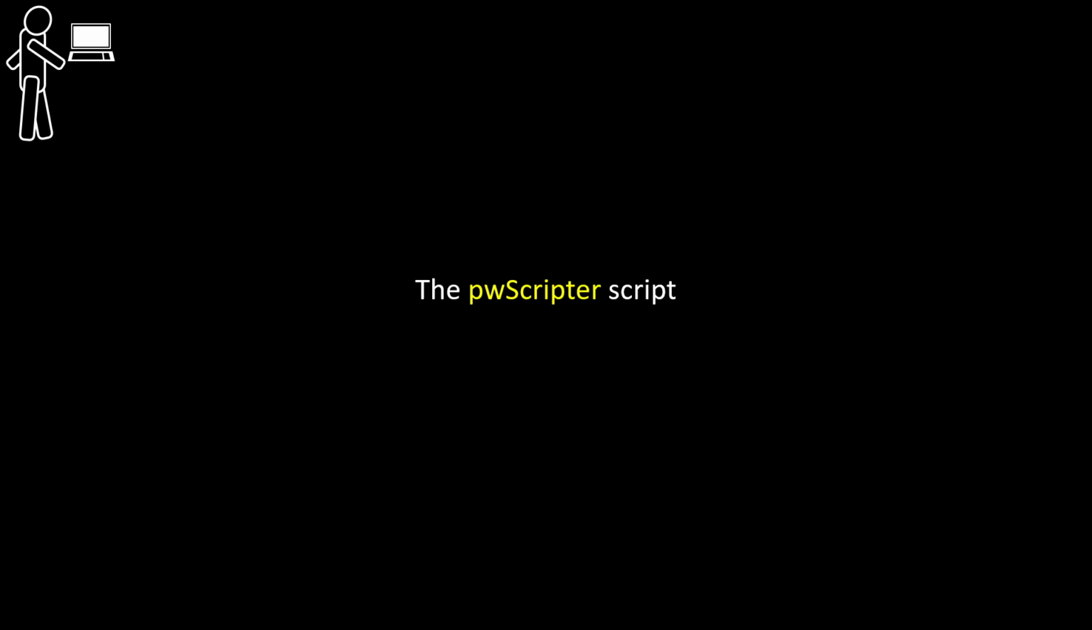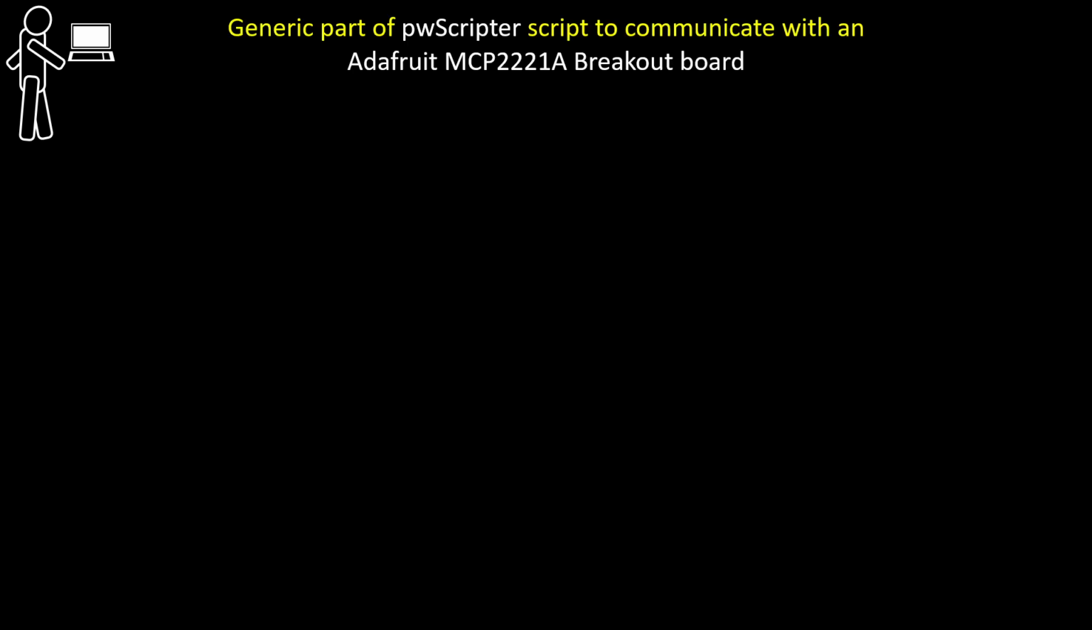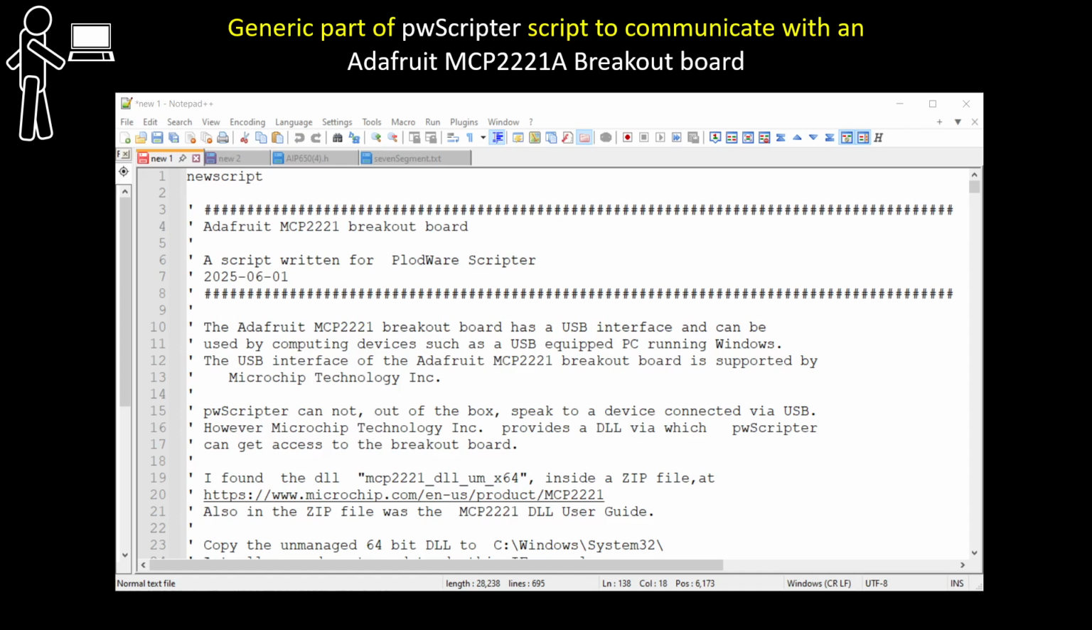Right, let's have a look at the script, the pwScripter script used for this demo. Now it's worth noting that the script comes in 2 parts: a generic part which will be applicable to basically any of the Adafruit MCP2221A demos that I'm doing, and a much smaller, specific part, which is actually focusing on driving the GPIO demo. Let's have a quick look at the script.